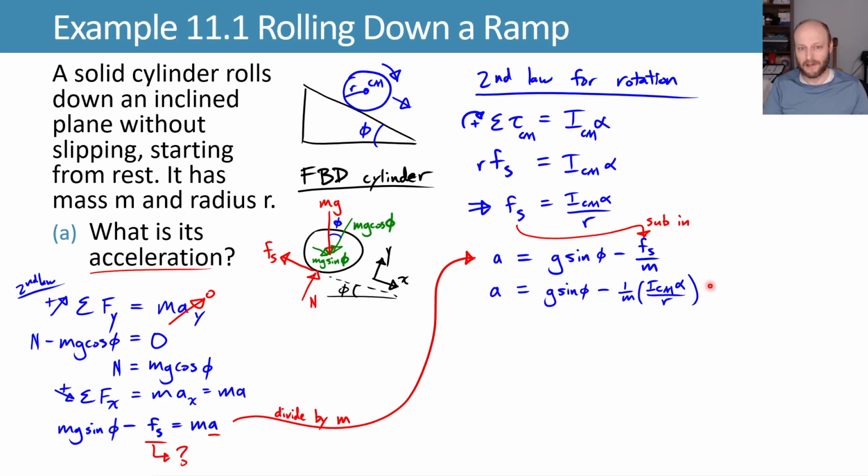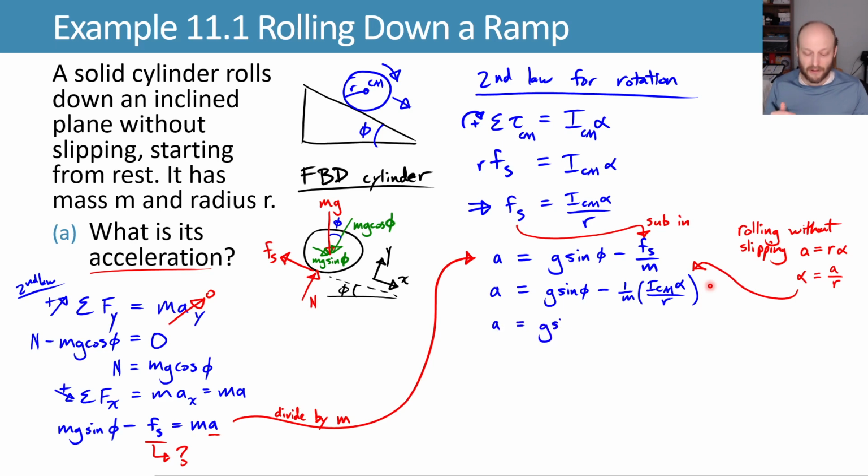Here's where we can pull in rolling without slipping. Rolling without slipping says that our acceleration is equal to r alpha. We solve this for alpha, that says alpha is equal to a over r, and we can plug this in for alpha. Doing so, we end up with an expression that has a equaling g sine phi minus I over mr times a over r. We have a twice in here, so we have to try and combine the a's onto the same side to then be able to solve for them. That means that we'll add this term to both sides so that we can get a's on the same side, and then we'll factor out an a from both of these terms over here, which leaves us with 1 plus I_CM over mr squared.